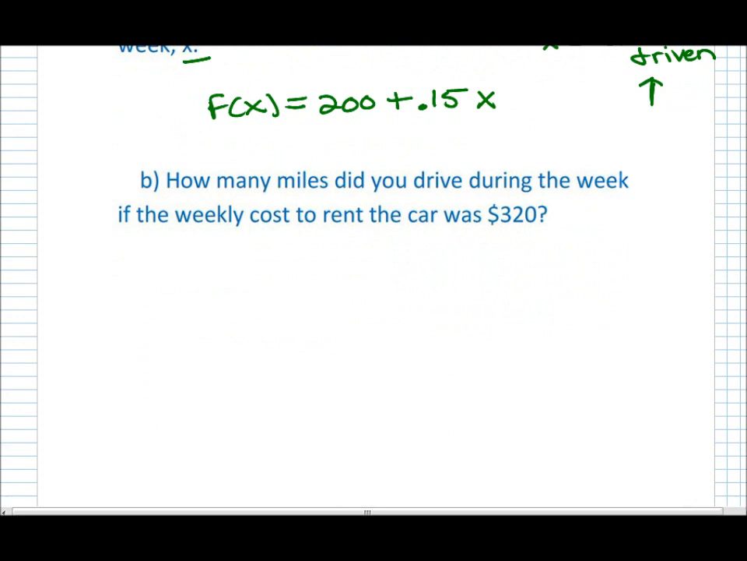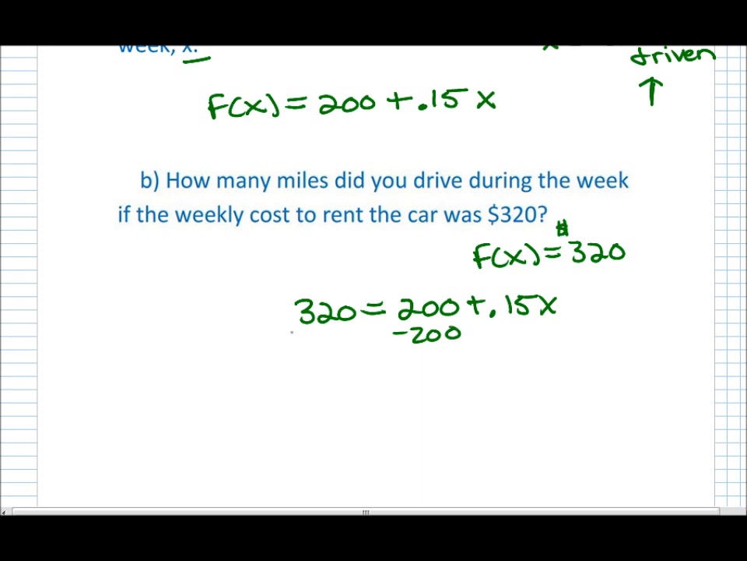Part B says how many miles did you drive during the week if the weekly cost to rent the car was 320. So that means f of x equals 320. So basically what you need to do is set the function equal to 320 to figure out how many miles you drove. So subtract 200. So we get positive 120 equals 0.15x. Divide by 0.15.